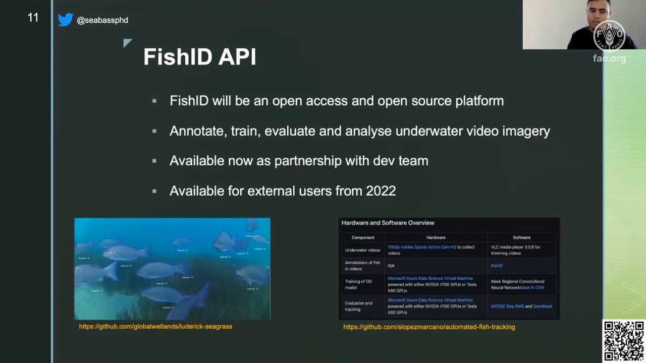Now, we're making this big push in our field to also make our code and data sets available. And what you will see on those two images, there are two GitHub links, which are repositories where you can find our code, data sets, hardware, or any other software that we're using to develop a product similar to FishID. But as I said, it is available now as a partnership with the development team.